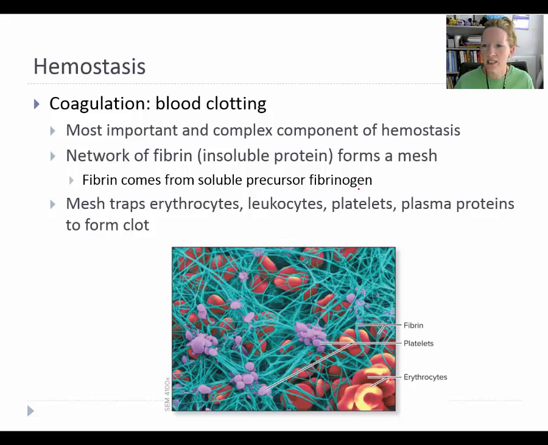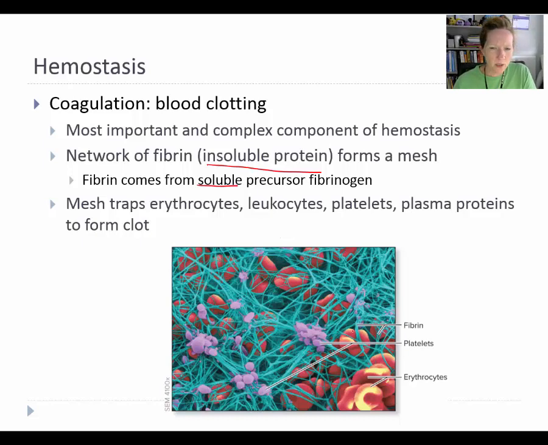Fibrinogen is a soluble protein that does help with this whole blood clotting mechanism, but as you can understand, it's soluble, so it's a good precursor, but we need to make it into an insoluble protein. And that's one of the main things happening at the very end of hemostasis in forming this blood clot, to form that insoluble protein. And really, a blood clot is just a collection of erythrocytes, leukocytes, platelets, and proteins.